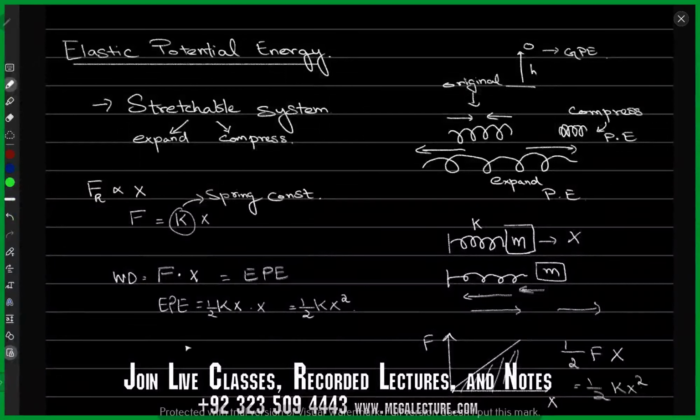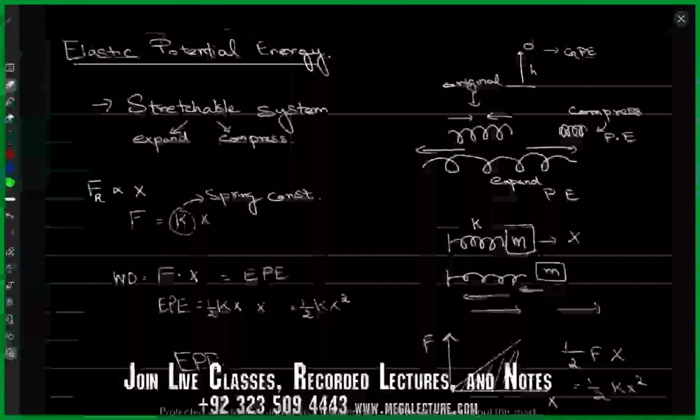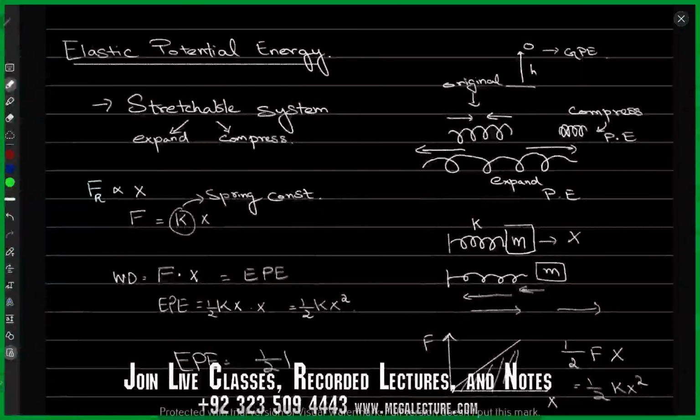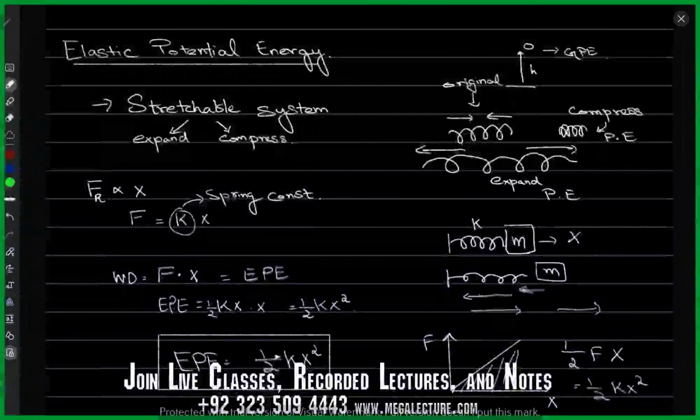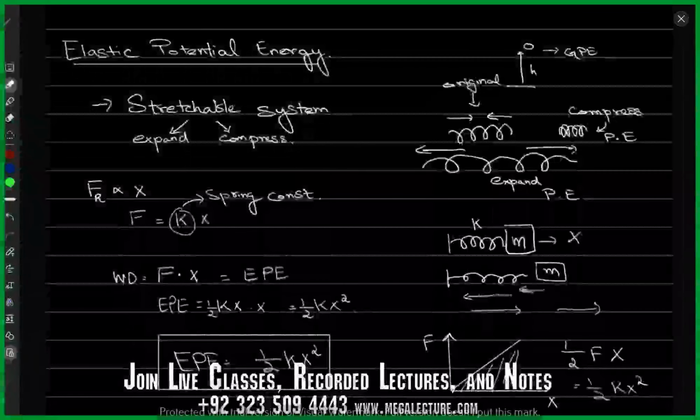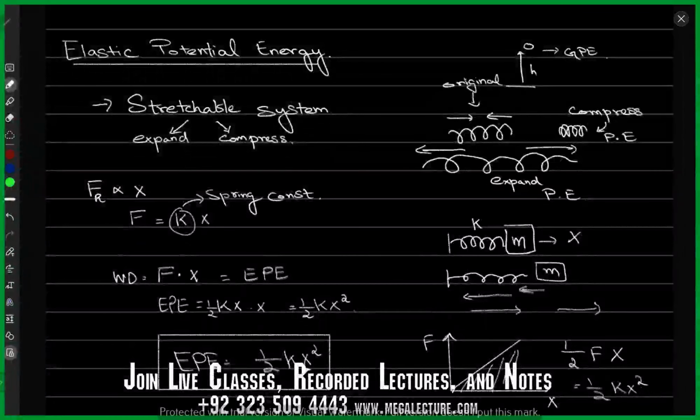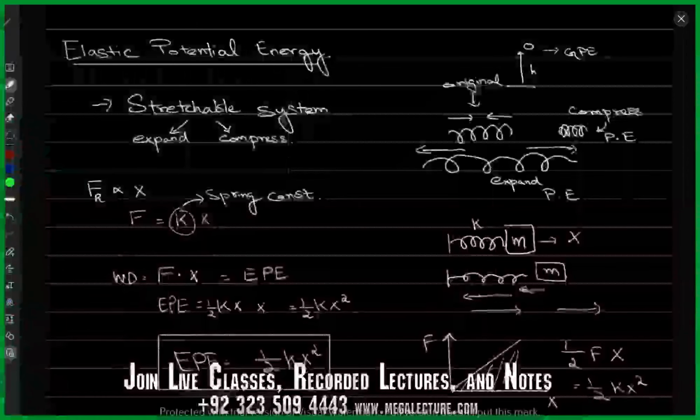So the elastic potential energy can be calculated by half kx squared, where k is the constant associated to the spring, or if it's a rubber band, then it's a constant associated to the nature and material of that rubber band. And x is the displacement, how much I have displaced in order to expand or compress the rubber band or the spring, right? So is this clear? Is the elastic potential energy clear?